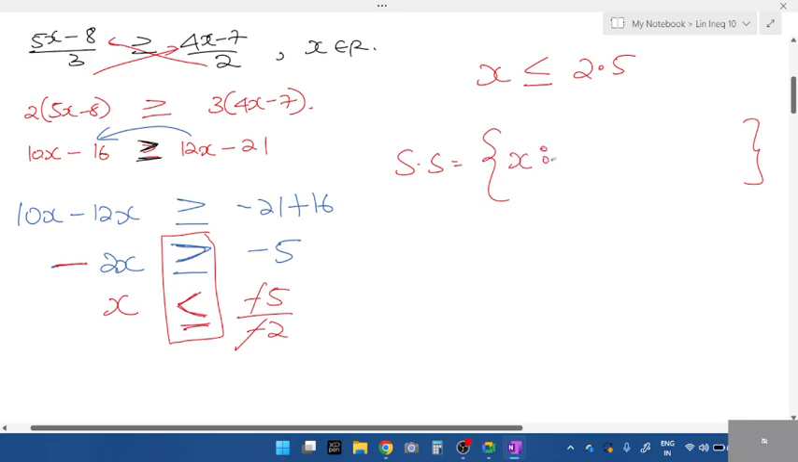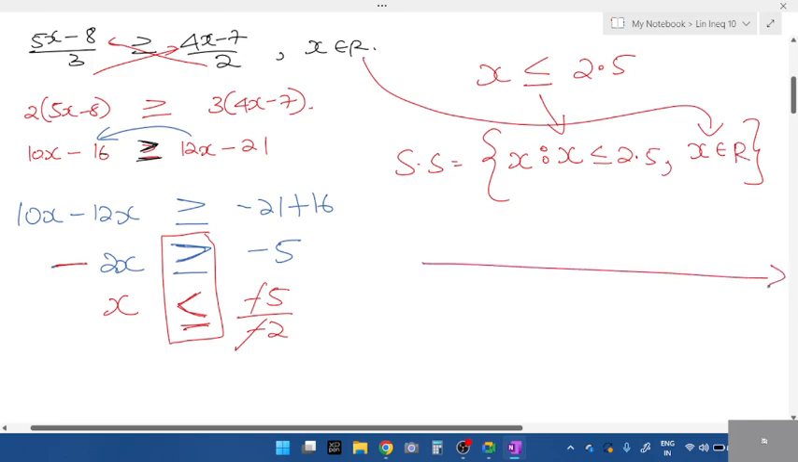Just write x such that x, copy this: x such that x less than 2.5, comma, write this: x belongs to real numbers. Number line. All of you understood how to write the solution set? Is it clear? Okay, now the number line is important.